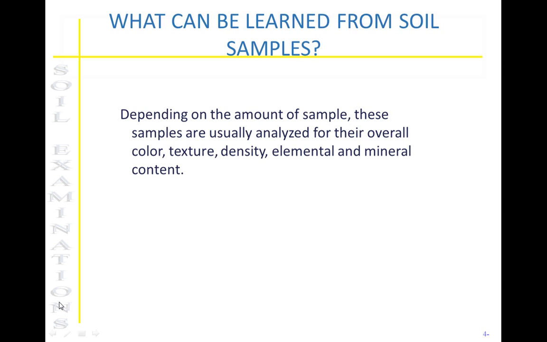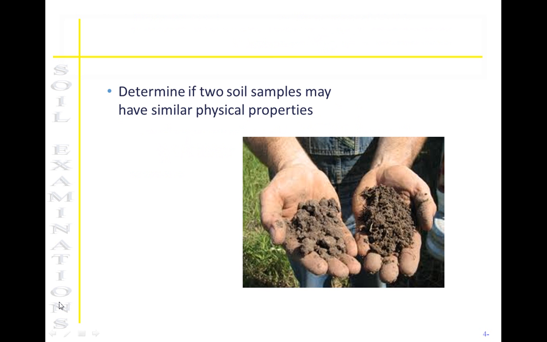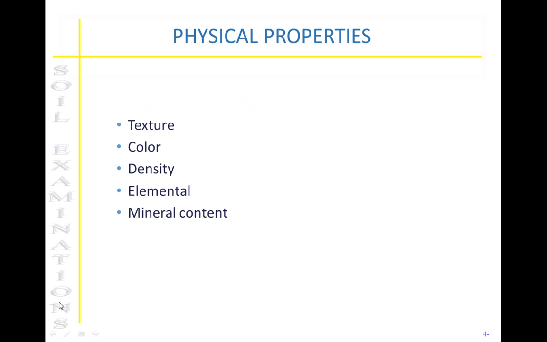So we can learn a lot from the samples themselves. Depending on the amount of the sample, they can be analyzed for their overall color, texture, density, elemental, and mineral content. We initially start by examining the physical properties of the soil itself. The physical properties include the texture of the soil, the color of the soil, the density, the elemental composition, and the mineral content.